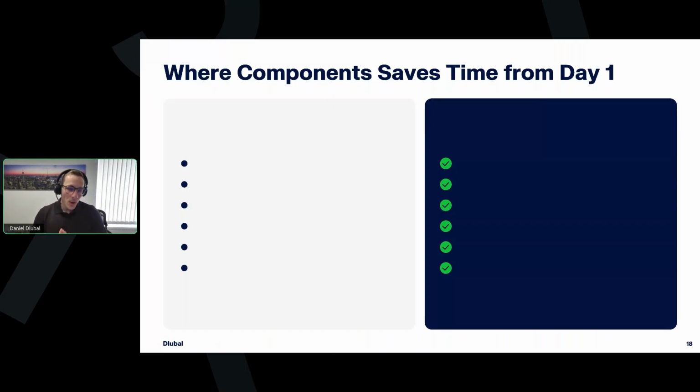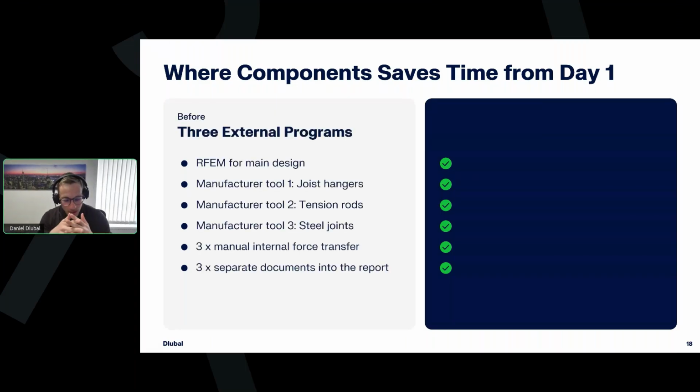So let's take a look how it was before. In this case, as an example, we have 3 excellent programs. We have 3 manufacturer tools for joist hangers, tension rods, steel joints, and RFEM for the main design. So what you have to do is manually transfer the internal forces from RFEM to another tool. Then the next thing is you have 3 separate documents you have to put into the main report.